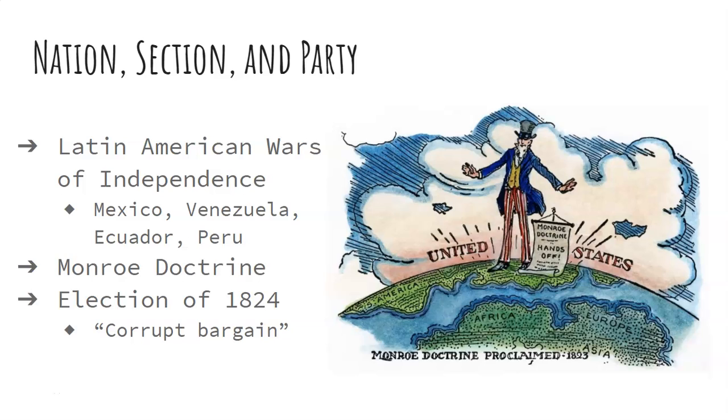Between 1810 and 1822, Spain's Latin American colonies rose in rebellion and established a series of independent nations, including Mexico, Venezuela, Ecuador, and Peru. These uprisings inspired a wave of sympathy from the United States. And in 1822, James Monroe became the first government to extend diplomatic recognition to the new Latin American republics.